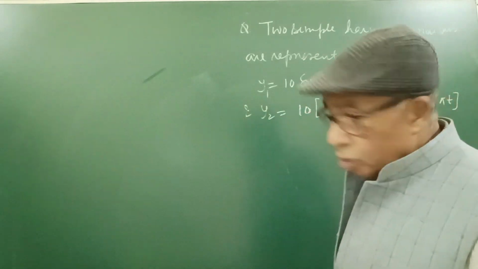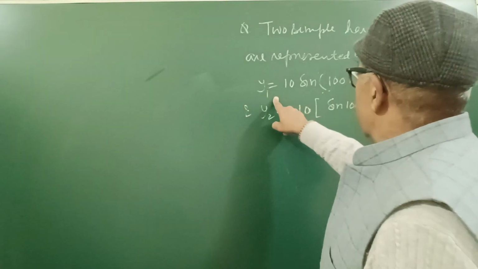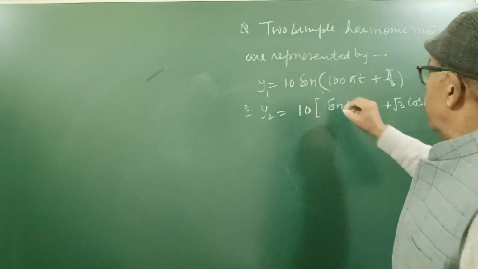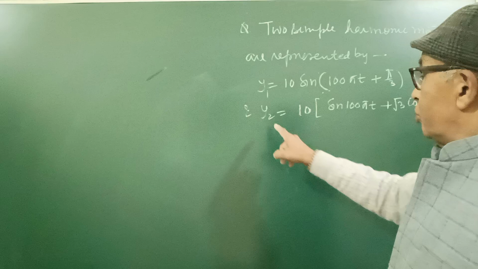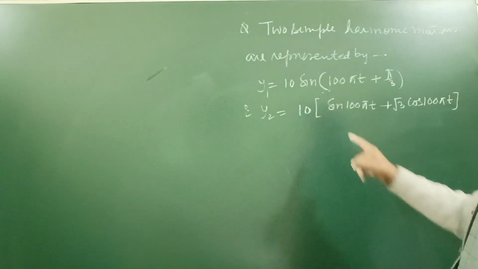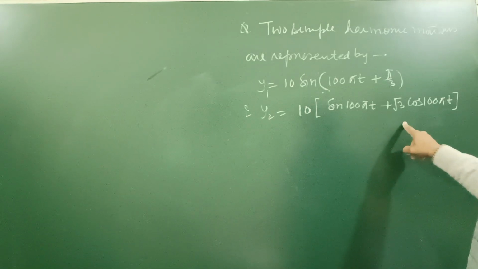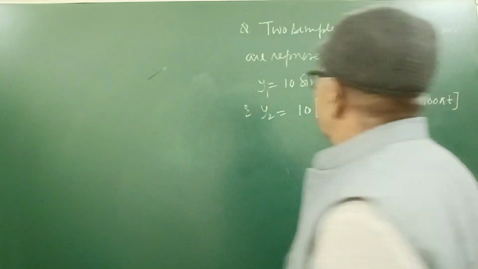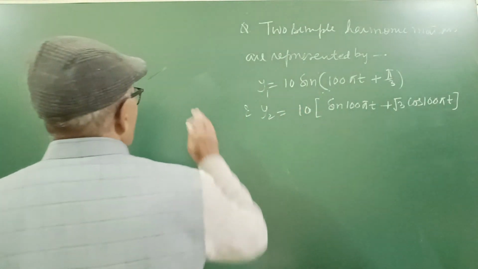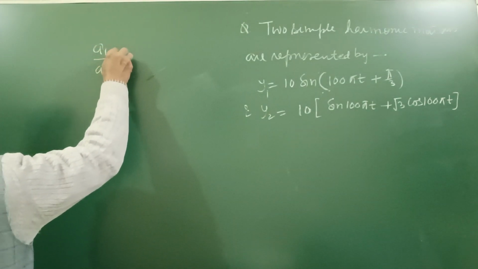Here is a question: two simple harmonic motions are represented by y1 equal to 10 sin(100 pi t plus pi by 3) and y2 is equal to 10 (sin 100 pi t plus root 3 cos 100 pi t). You are asked what is the ratio of the amplitudes of y1 and y2.